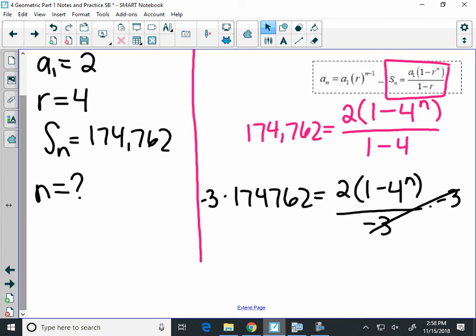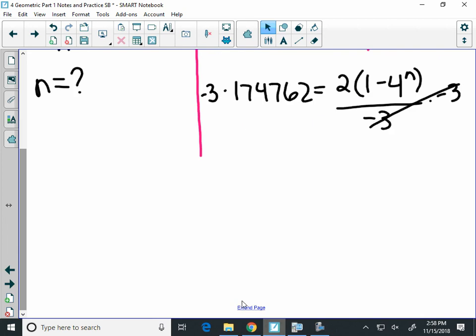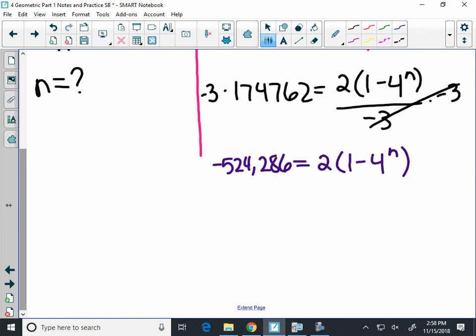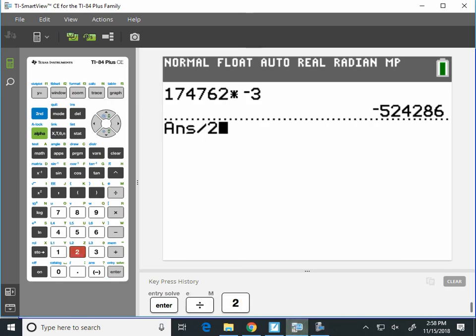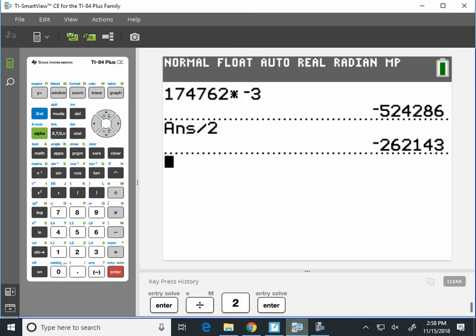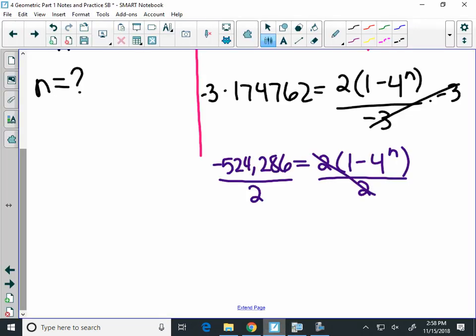So that's what I'm going to have on both sides here. I'm going to have negative 524,286 equals 2 times 1 minus 4 to the n. Now the next thing I would do, I'm not going to distribute. Don't distribute the 2. The next thing you want to do actually is to divide everything by 2. Because then when I divide that number by 2, I get negative 262,143. So I have now negative 262,143, and that equals 1 minus 4 to the n.